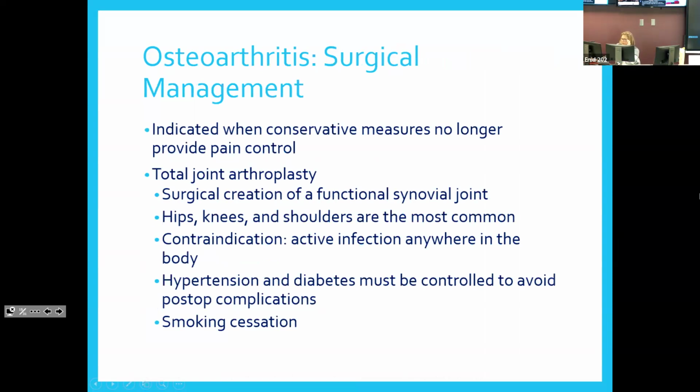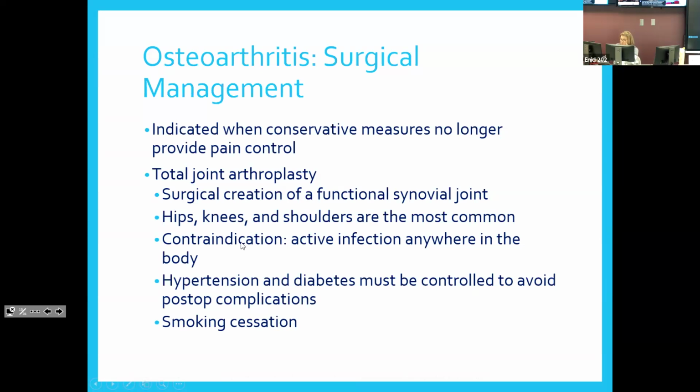Surgical management: there's really not any conservative measures to control the pain with surgery. You can get a total joint, like with arthroplasty, when they talk about a knee replacement or a hip replacement. It can create a surgical creation of a functional synovial joint. We had a picture of that on something else. The most common places are your hips, knees, and shoulders.